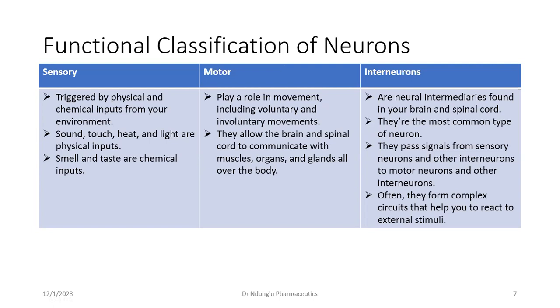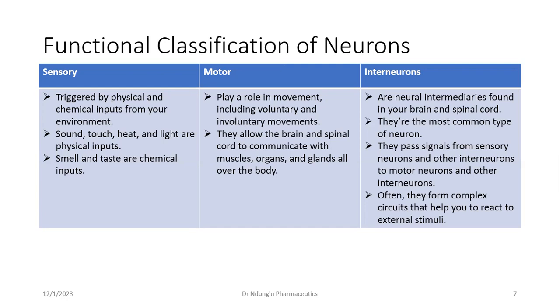Sensory neurons are triggered by physical and chemical input from the environment. Sound, touch, heat, and light are physical inputs. Smell and taste are chemical inputs. So sensory neurons are for the input, for the sensing. Then motor neurons play a major role in movement, including voluntary and involuntary movement. They allow the brain and the spinal cord to communicate with the muscles, organs, and ligaments all over the body. So the motor neurons are the ones that respond.